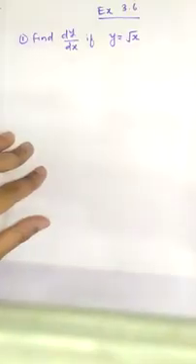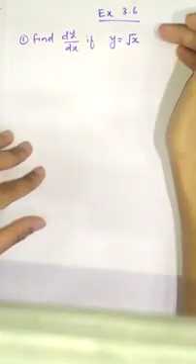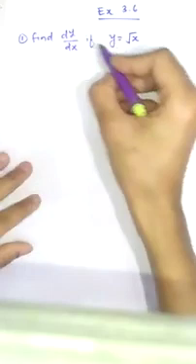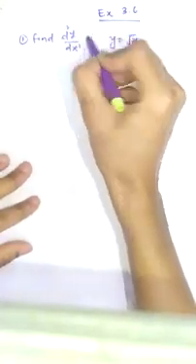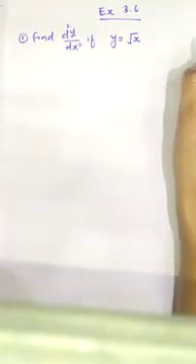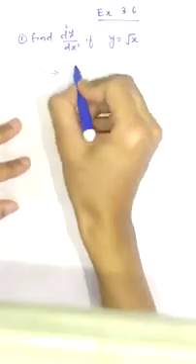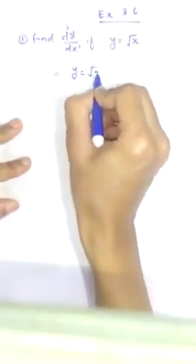Now here we have the first problem of exercise 3.6. Find dy by dx if y is equal to root x. Sorry, it is find d2y by dx squared, that is the second order derivative of the given function y is equal to root x. Our function is a simple algebraic function, right? We have the given function as y is equal to root x.